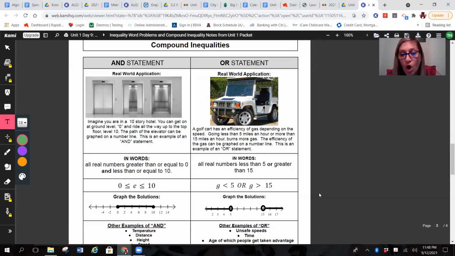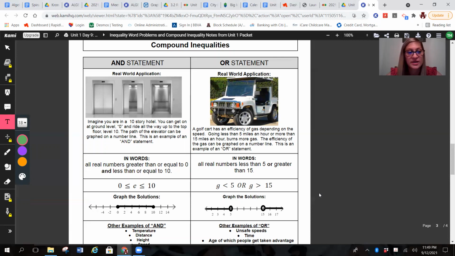So in words, all real numbers less than 5 or greater than 15 would have poor gas efficiency. So we could represent that using a symbol as G is less than 5 or G is greater than 15. Graphing it on a number line, we would have an open circle on 5, shading to the left. And also an open circle on 15 means it can't be 15, but it can be more than that, shading to the right.